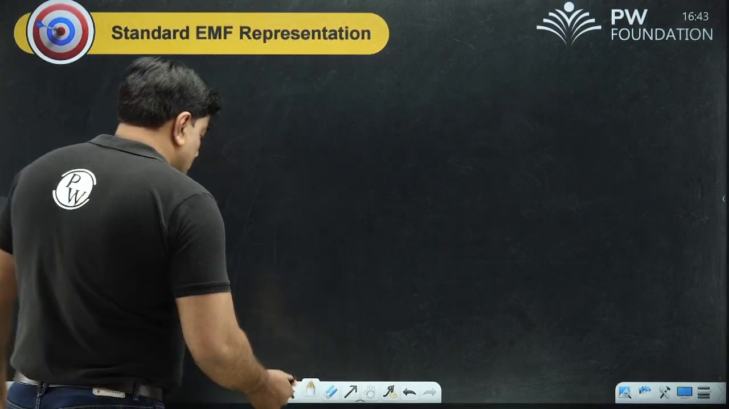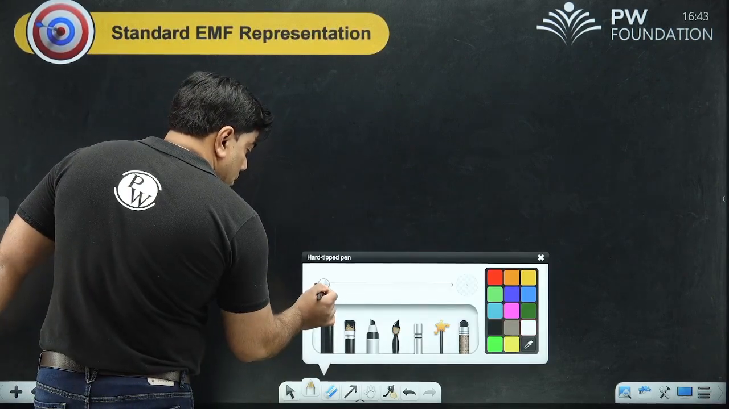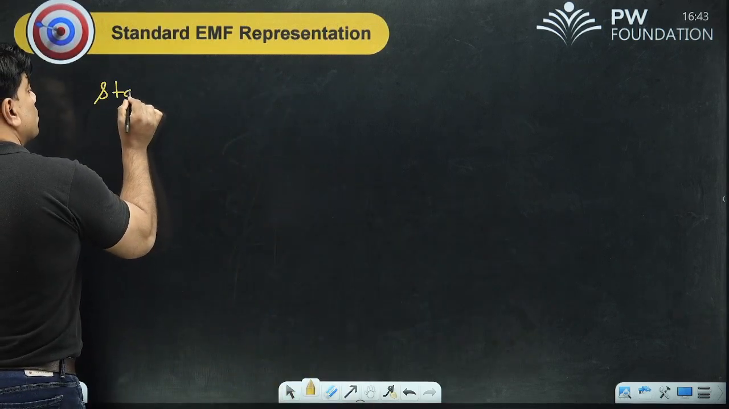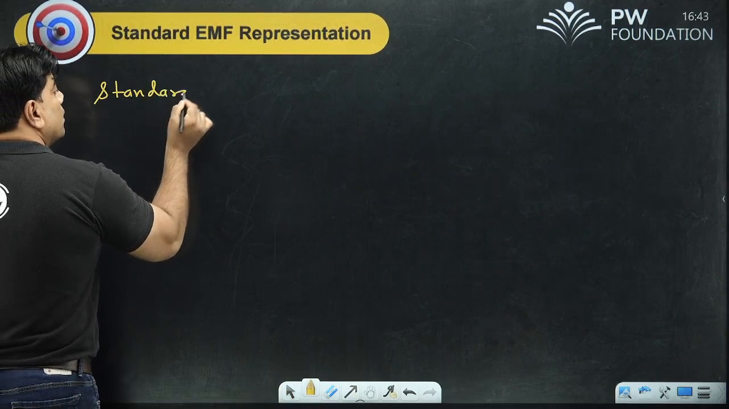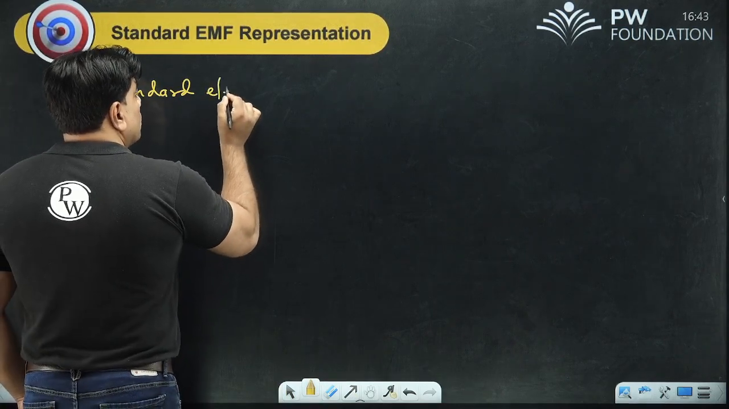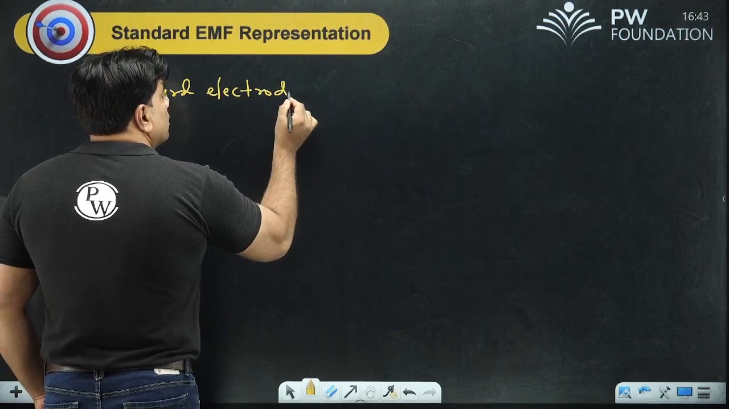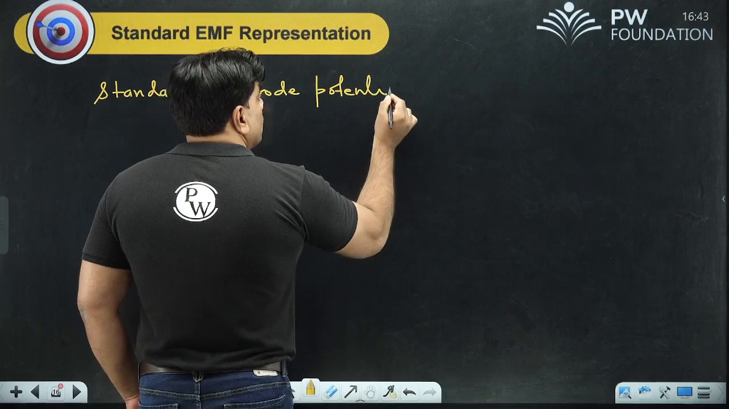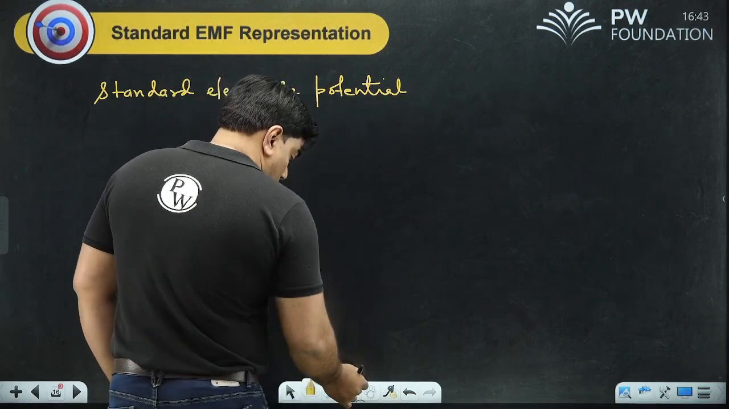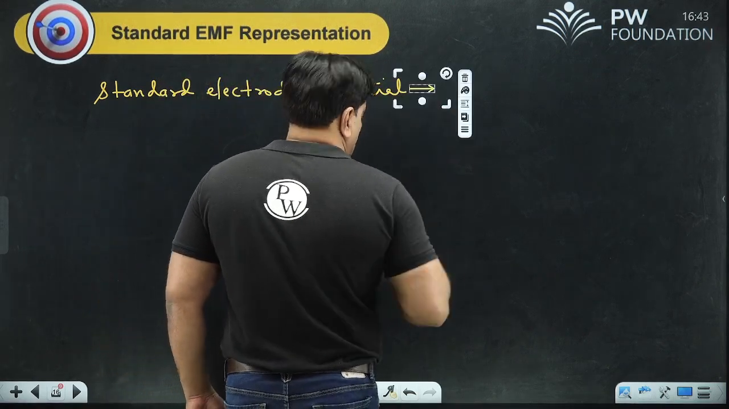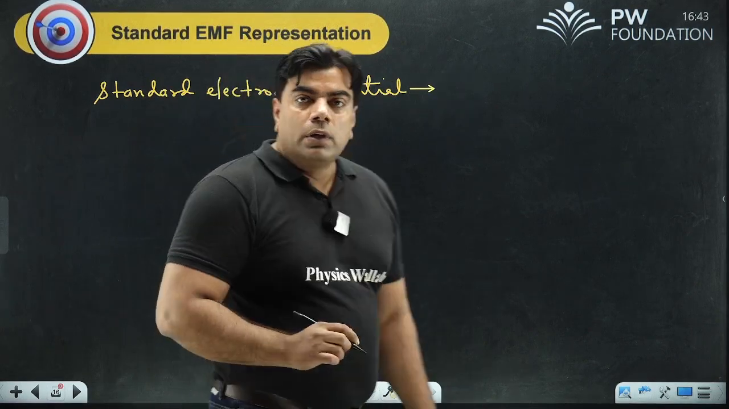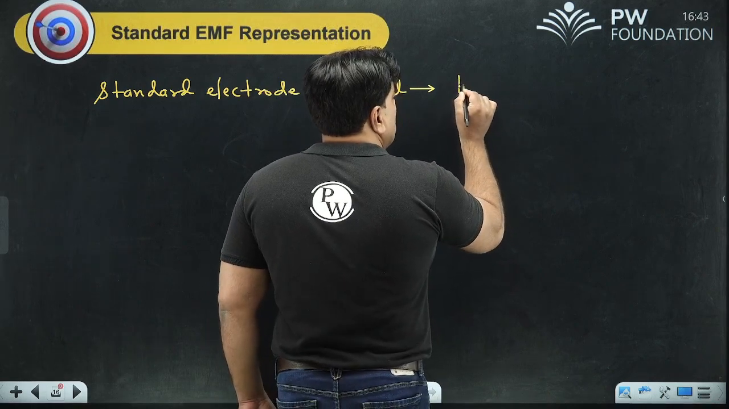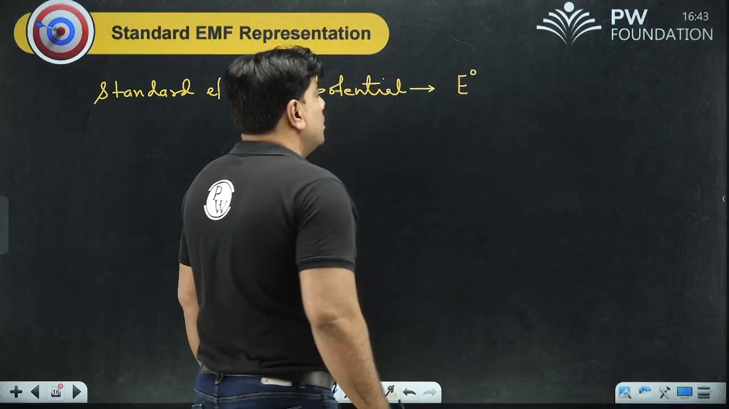What is a standard electrode potential? The symbol of a standard electrode potential is capital E naught.